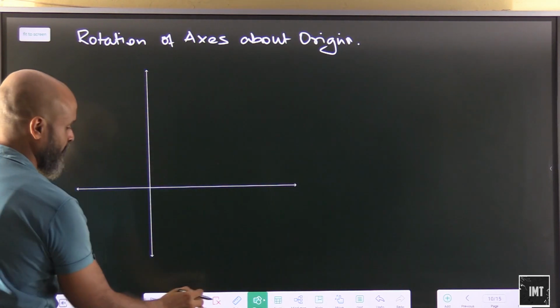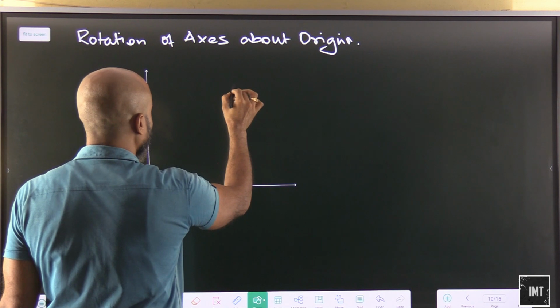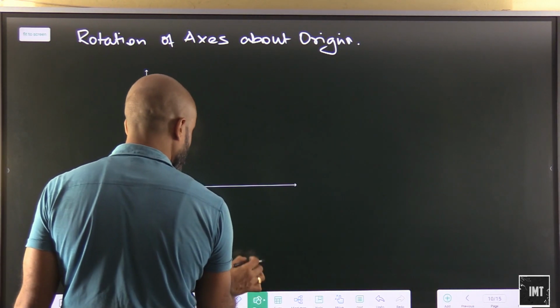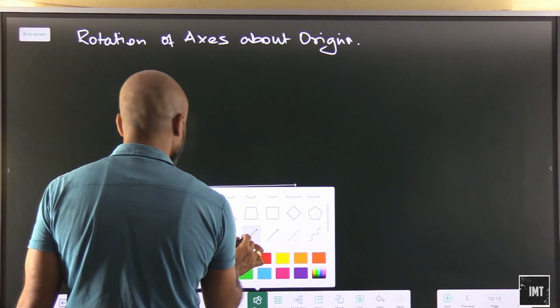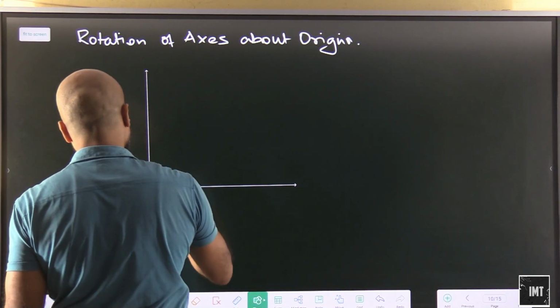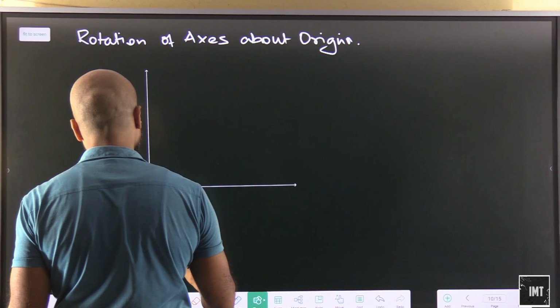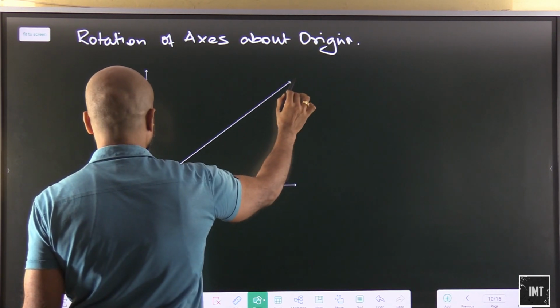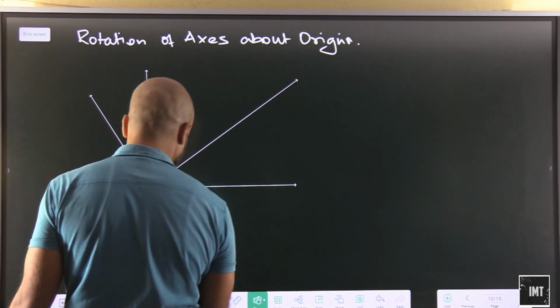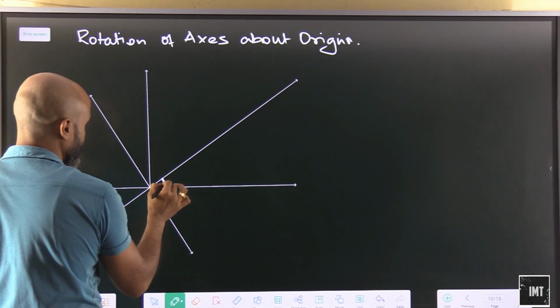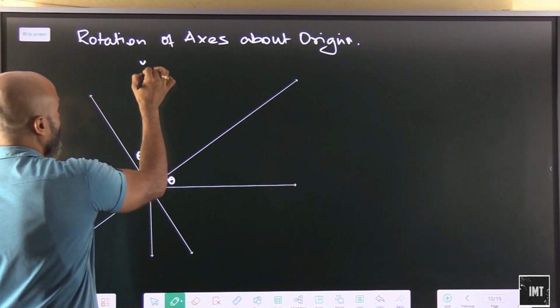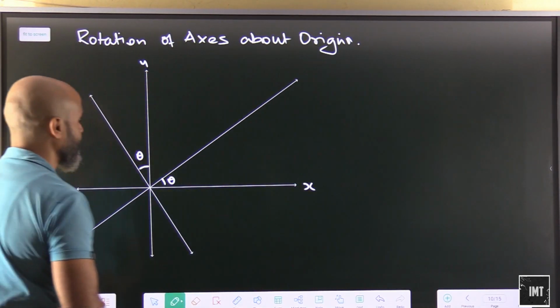So let's draw the x and y axis out here. Okay, let's pick up a point here, and let's say this entire axis is rotated by an angle theta. So what we mean here is that the x axis gets rotated by an angle theta, and simultaneously the y axis also gets rotated by an angle theta.